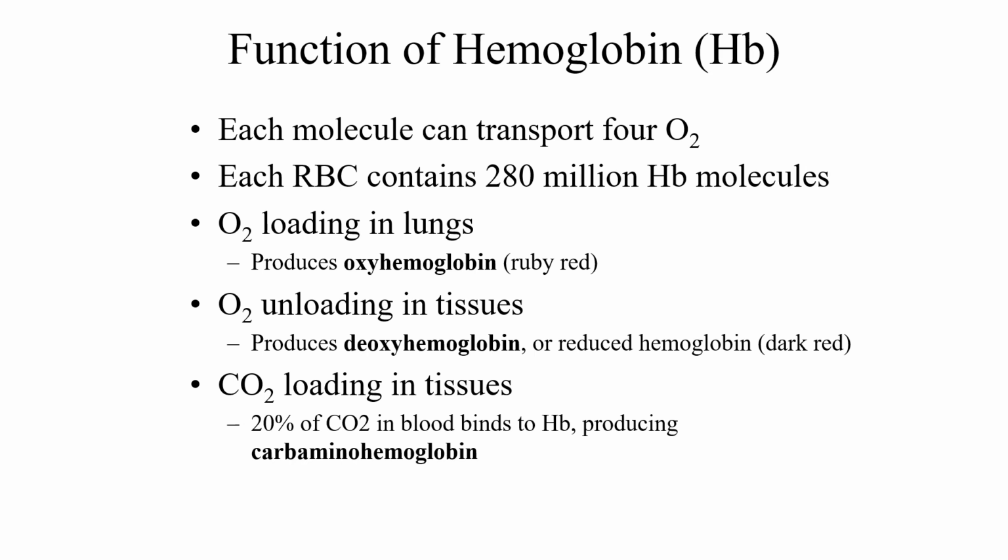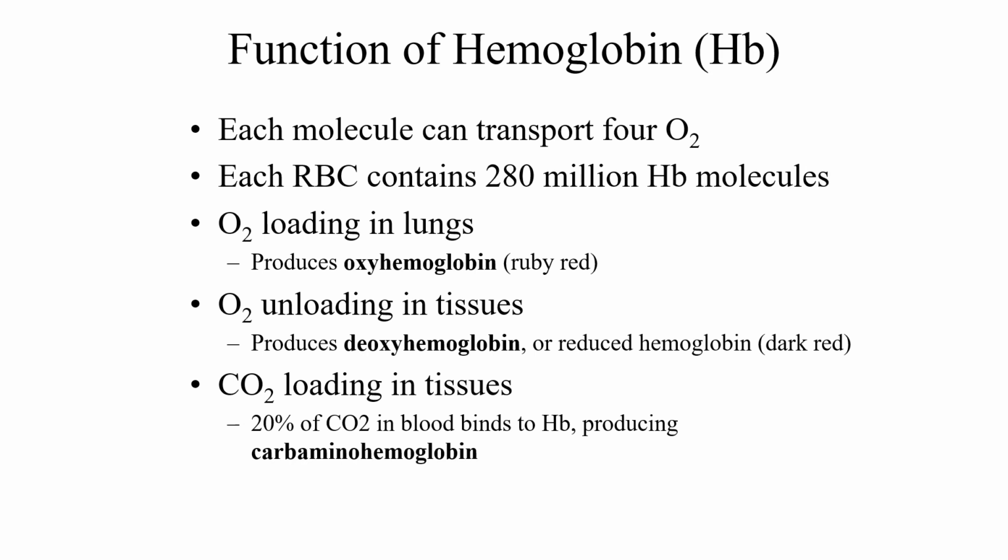Now we have a couple of terms that we need to go through. When our red blood cells pick up oxygen in the lungs, we call that oxygen loading in the lungs, and it's going to produce oxyhemoglobin. This is why arterial blood looks very, very bright red, because it is oxygen rich. Now, at the level of the tissues, the red blood cells are going to unload oxygen. It is going to produce what is called deoxyhemoglobin. It just means that there is reduced oxygen bound to hemoglobin, producing that darker red color that we see.